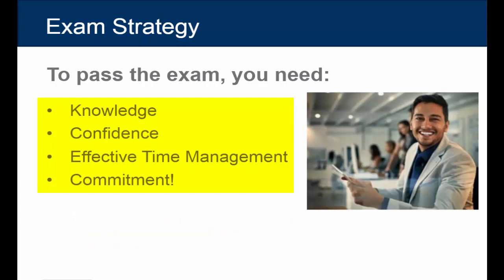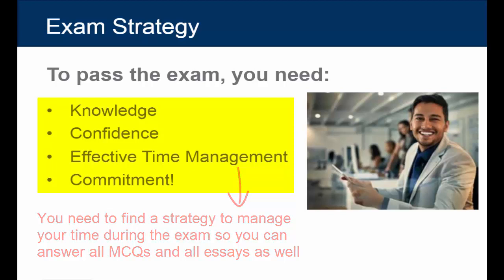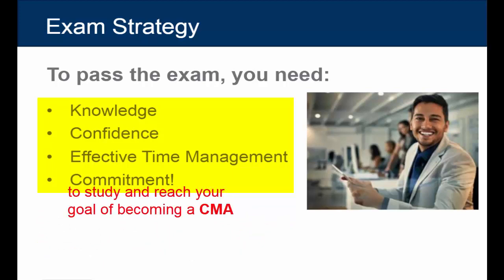Another strategy that I recommend is to manage your time well during the exam. For example, you want to have a strategy that you use during the multiple choice section of the exam, which ensures that you're able to read through all of the 100 multiple choice questions. For the essay portion of the exam, there are also strategies that you can use to use your time as effectively and efficiently as possible. And finally, probably the most important thing a CMA candidate needs to have is a commitment. This is a very challenging exam. You'll need to commit yourself to studying and following through to reach your goal of becoming a CMA.